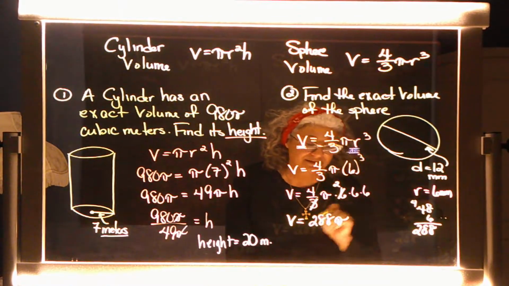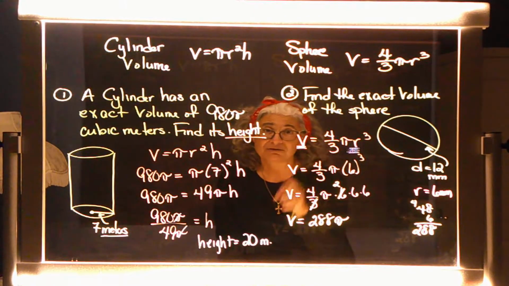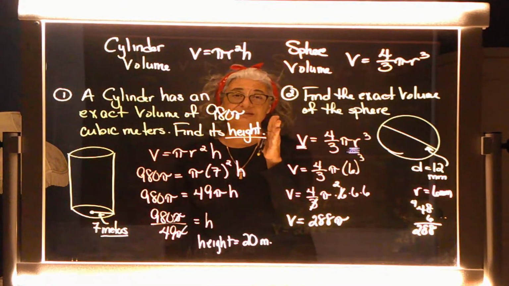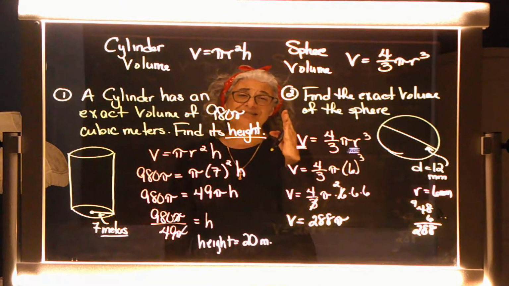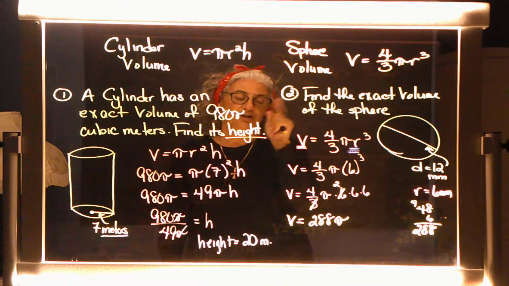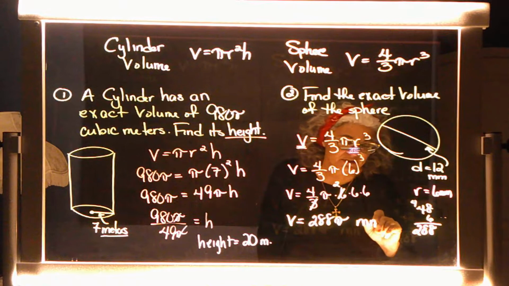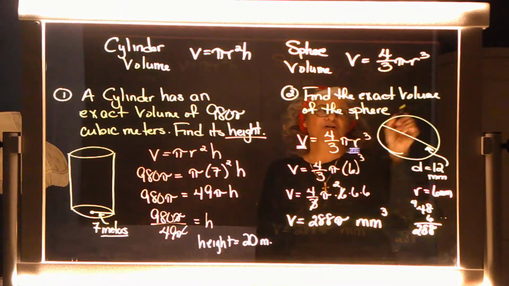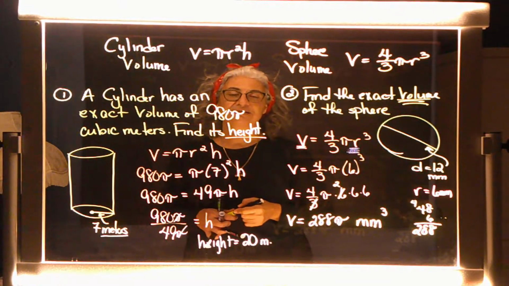288 pi. They said an exact answer, which means do not multiply that pi in there. Leave it alone. Because pi is not an exact number, is it? We call it 3.14, but remember, it's a decimal that goes on forever and a day. So if you multiply by pi, now you're rounding, and rounding is not an exact answer. With me? Okay. Now, what's my units? Good. Millimeters cubed. Because I'm talking volume, and volume is a three-dimensional world. Got it?